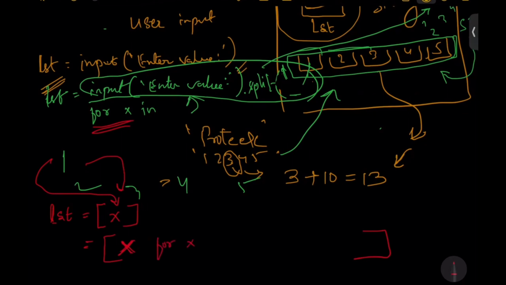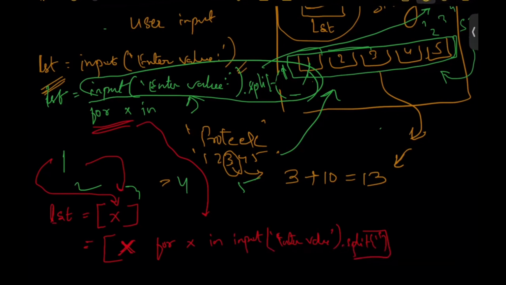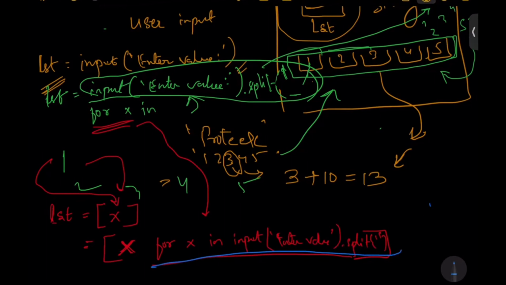So for x, I am putting this entire thing here: for x in input, enter values dot split, like this. You got it, right? Now I understand what it was. This entire thing got the value from the screen and kept transferring it to x.